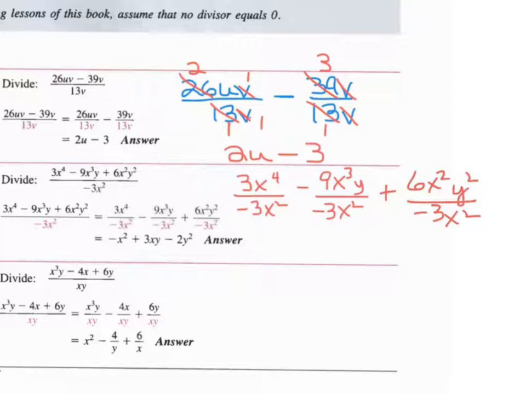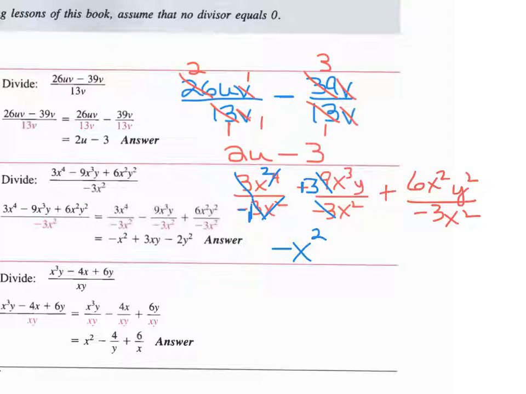So now I'm going to divide each one. So the first one, when I divide it, 3 divided by negative 3 is negative 1. So here, if I simplify this, I'm left with a negative 1 there. And then x to the 4th divided by x squared is just going to give me x squared left in the top. And then when I divide negative 1 by x squared, I just get a negative x squared. Next, I'm going to divide negative 9 and negative 3. This is actually going to give me a positive 3.